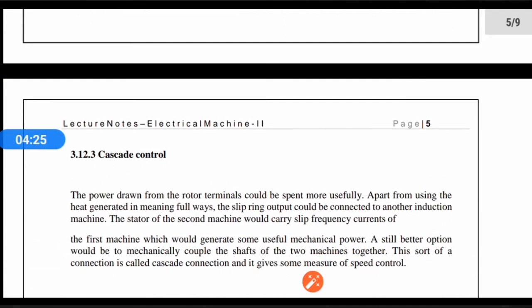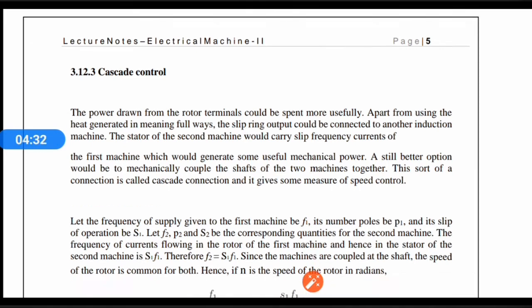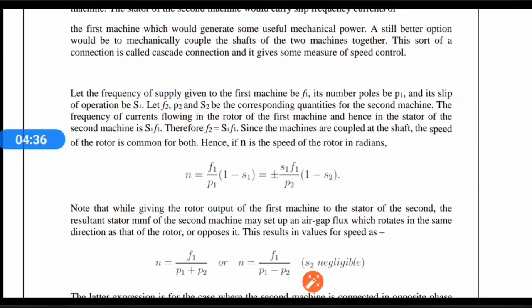Now the third method is cascade control. Suppose we connect two different induction machines having different number of poles and running at different frequency, coupled together. Then the frequency of both the machines is different, and the number of poles should be different, so that we can have different speeds at which both the machines can run.